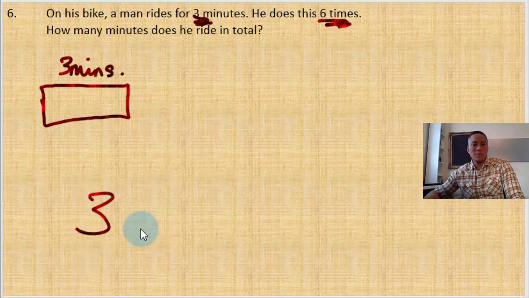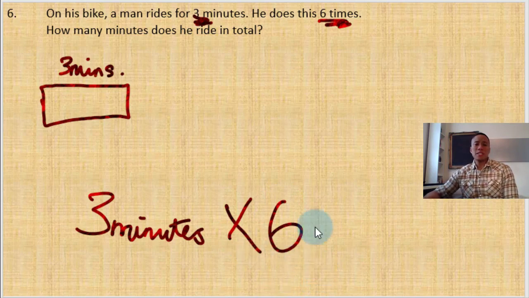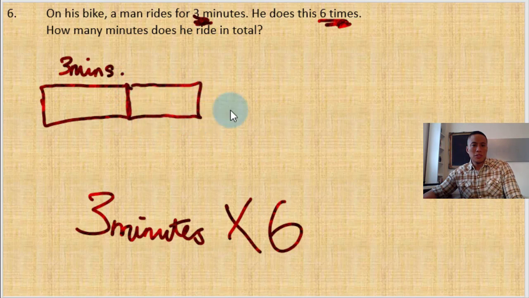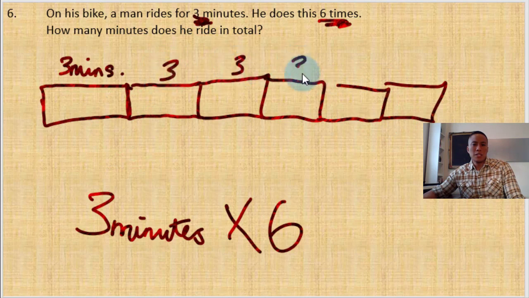So that's 3 minutes. And he's done that 6 times. So 6 lots of 3 minutes. So let's do that, shall we? So that's 1 lot, 2 lots, 3 lots, 4 lots, 5 lots, and 6 lots. Now I'm just going to label them all in 3-minute intervals here. So how many minutes in total?